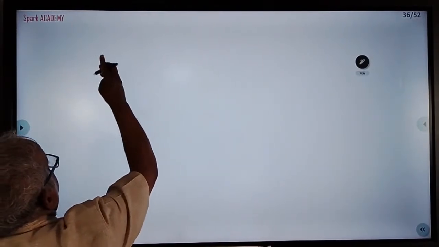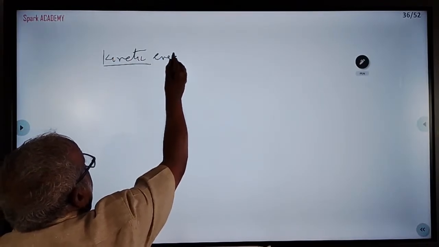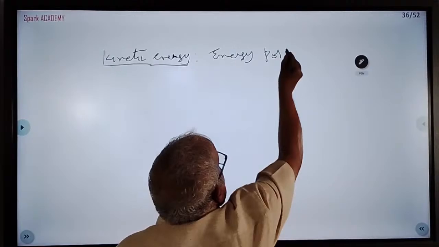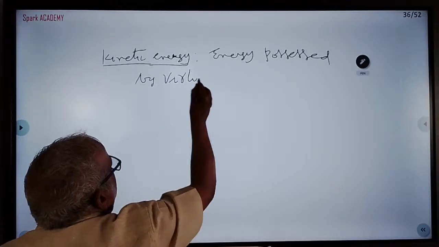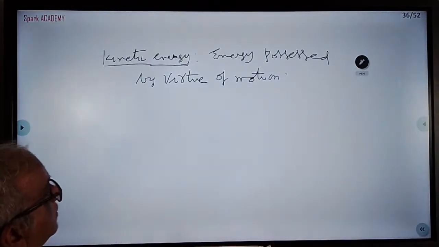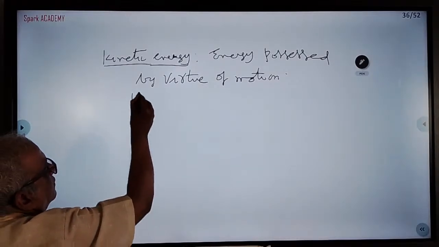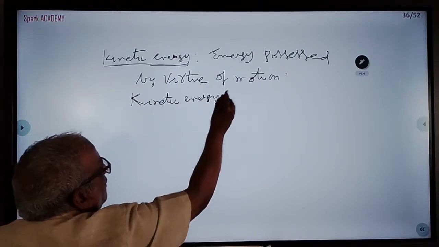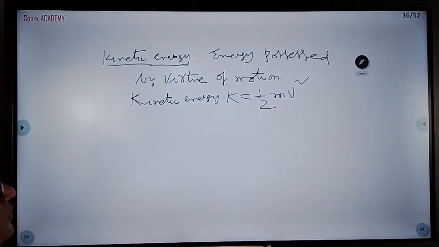Kinetic energy, students. What is the notion of kinetic energy? Energy possessed by virtue of motion is called kinetic energy. Wind in motion, bullet in motion, you have kinetic energy. Kinetic energy K is given by half mv square. Energy possessed by virtue of motion.